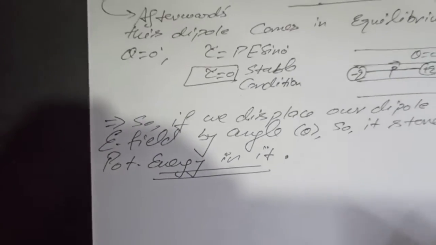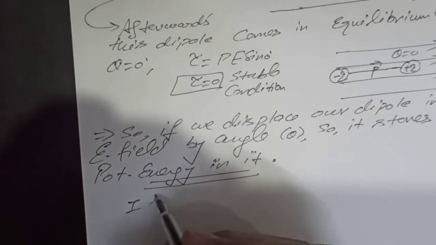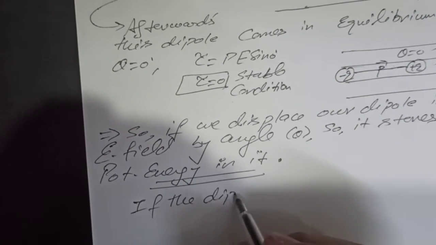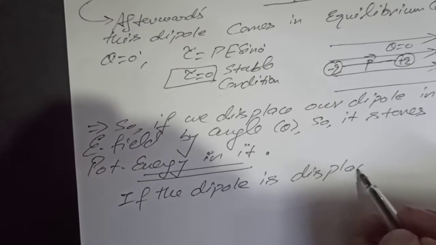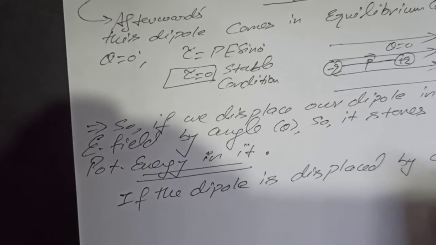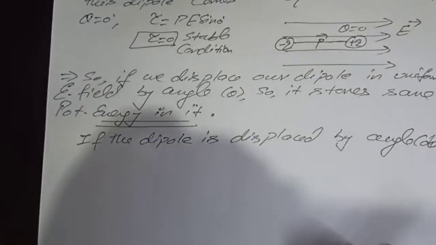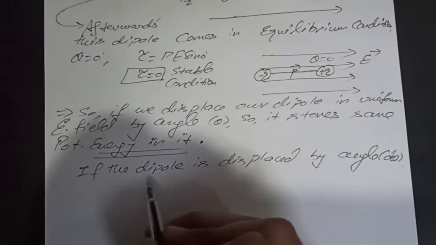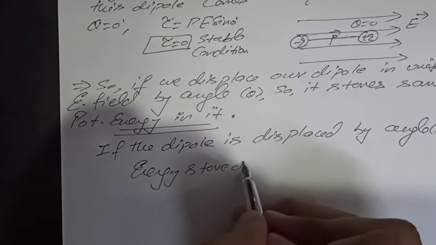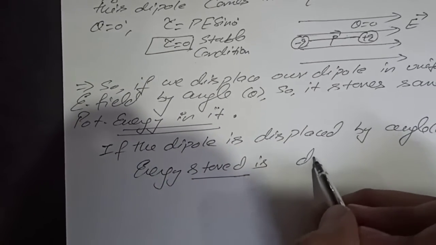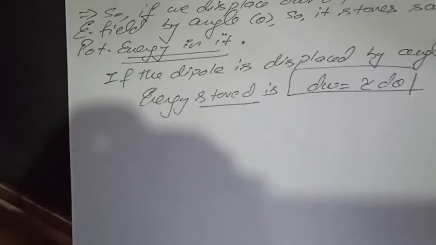So now let us suppose the dipole is displaced by an angle d theta. Then the energy stored, that is dW, is equal to torque into d theta. That is the formula.